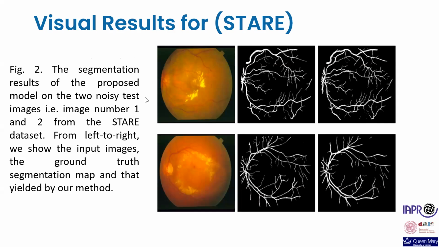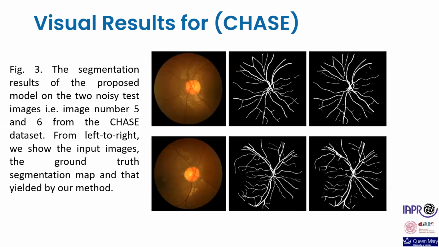For STARE, we used two images, image 1 and image 2, as sample images. Both images contain pathologies, and we can see that under these pathological conditions, our method is still able to detect vessels effectively, and it can differentiate between pathologies and the vessels. And third, on CHASE, again, our method is effectively able to detect vessels under different conditions.